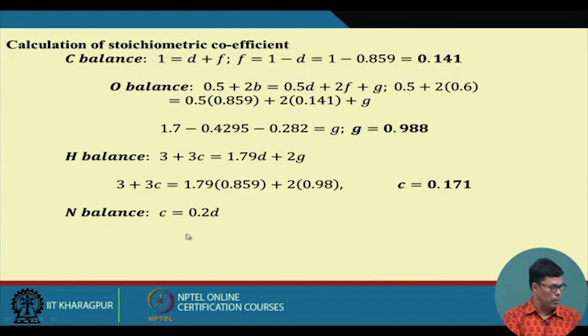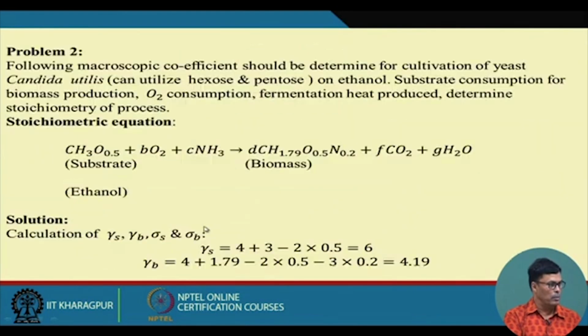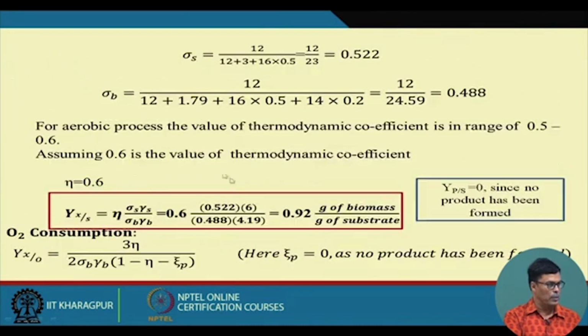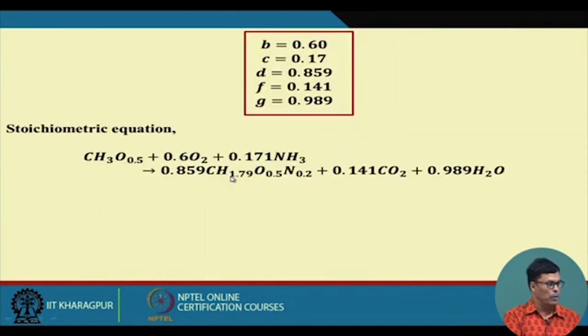And the nitrogen balance is very simple. Nitrogen only contributes to the biomass. So 0.2 into D equals C. You know the value of D, so we can find out the value of C. Once we know all these things, we put these different coefficients here, and we get the complete stoichiometric equation.